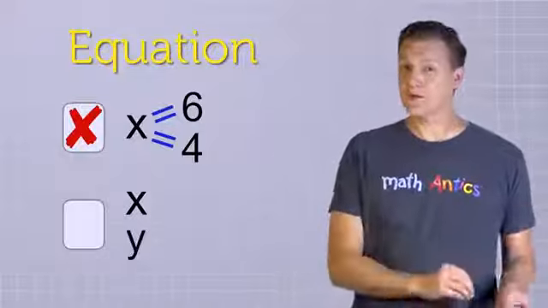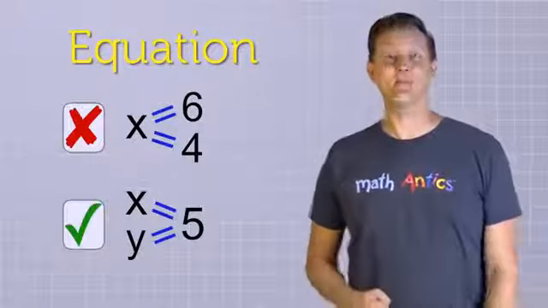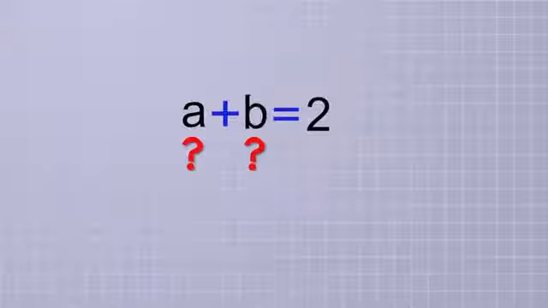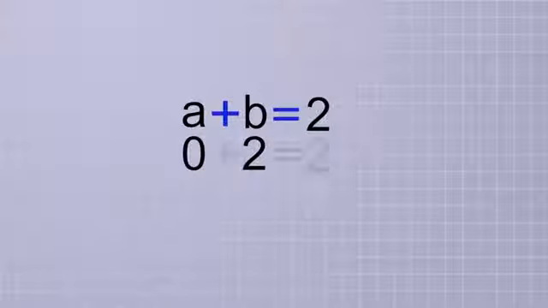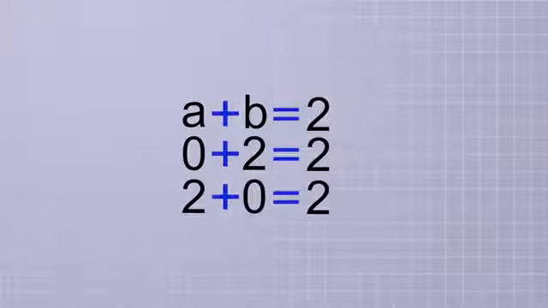Could we use two different letters to represent the same number? Yes, and here's an example of that. Let's say you have the equation a plus b equals 2. What could a and b stand for so that the equation's true? Well, if a was 0 and b was 2, then the equation would be true. Or we could switch them around. If a was 2 and b was 0, the equation would also be true.